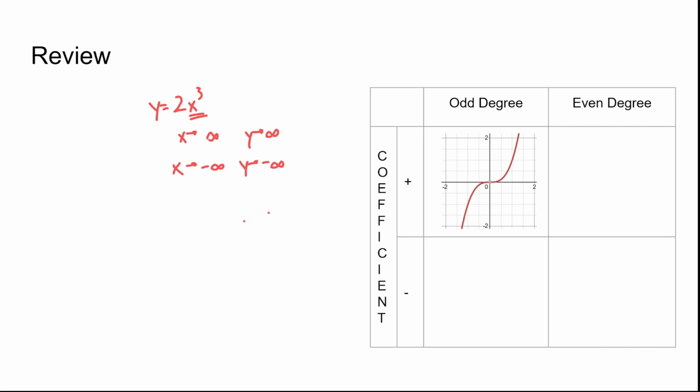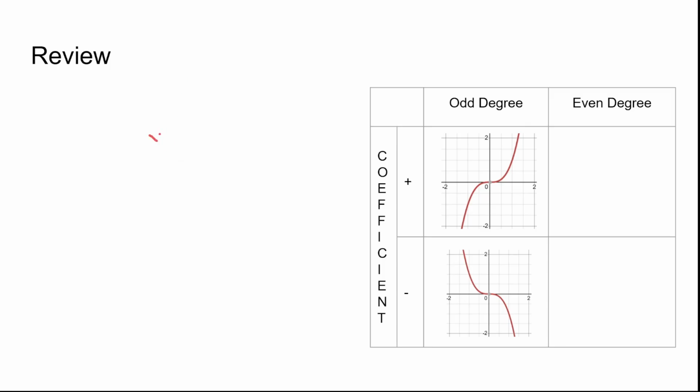So if we have an odd degree polynomial with a positive coefficient, it's going to look something like this. As x goes to positive infinity, y goes to positive infinity, and as x goes to negative infinity, y also goes to negative infinity. Similarly, if we negate this, with a negative coefficient, like y equals negative 2x cubed, you end up with the upside down of that graph. As x goes to infinity, y goes to negative infinity, and as x goes to negative infinity, y goes positive.